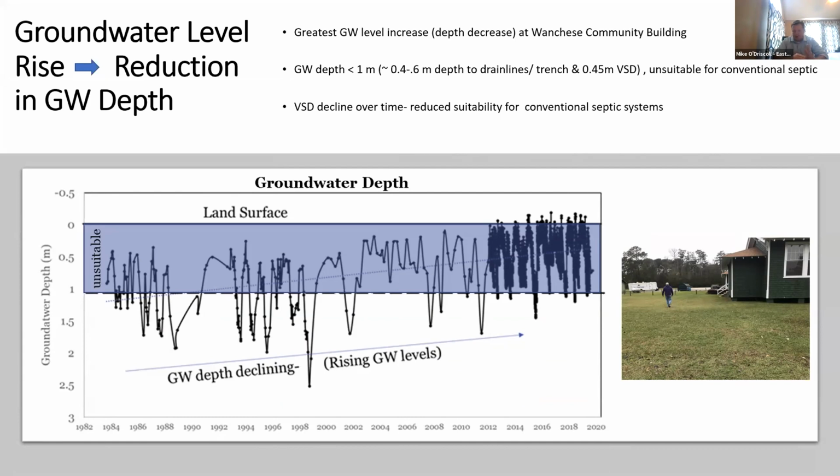If you have groundwater that's deeper than that, it would be suitable, and groundwater depth that's shallower than that would be generally unsuitable. And what we could see is that based on these groundwater depth data, the vertical separation distance has been declining over time. So systems in this area that would have worked back in the 80s and 90s currently wouldn't be functional.